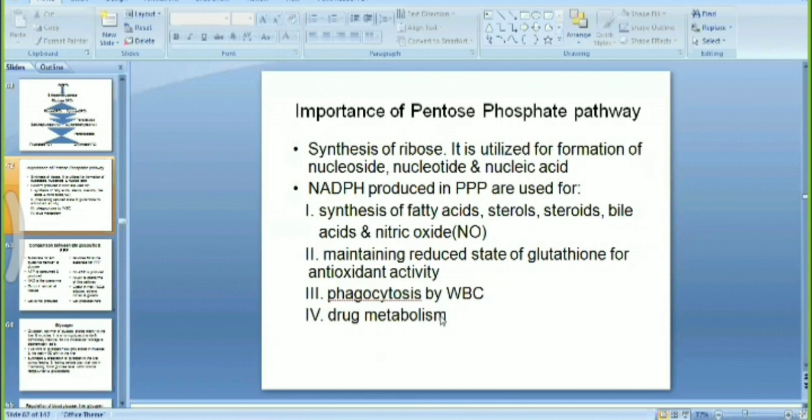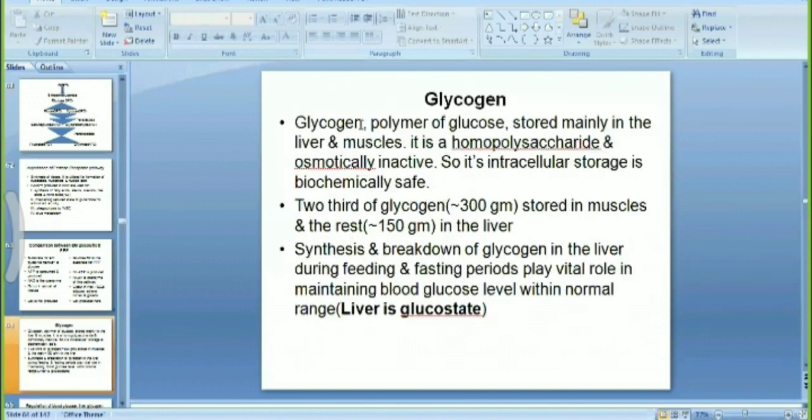If glucose is stored as glucose within the cell, then it will disturb the osmolality of the cell. That means within the cell there will be hyperosmolality. That's why glucose is stored as glycogen. Is it clear? So glycogen is the polymer of glucose stored mainly in the liver and muscles.